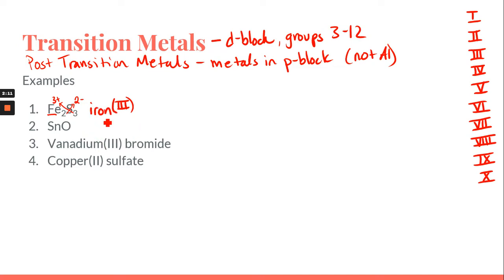So we've named our transition metal, we've given the charge, finding it by uncrossing our charges. Now we just need to name the anion. S is sulfur, we change the ending, sulfide. So this is iron 3 sulfide.